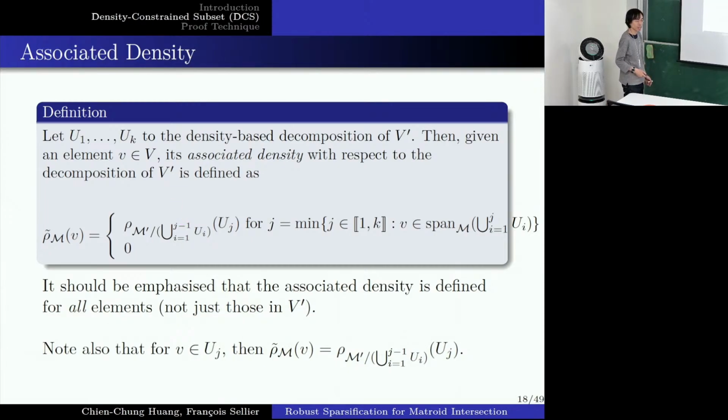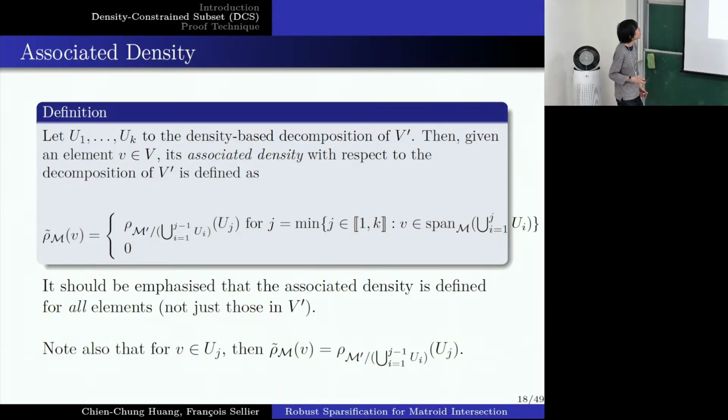Yes? You have V and V prime in your definition. Is it that you are only taking a decomposition of a subset of V? Why do you have two sets, V and V prime? Because V prime is the sparsifier. I use the sparsifier V prime to define the decomposition. But now I'm going to associate the density for everyone, not only for the people in V prime.